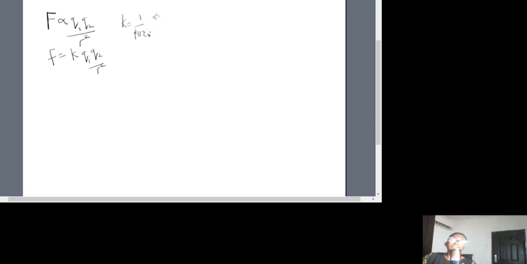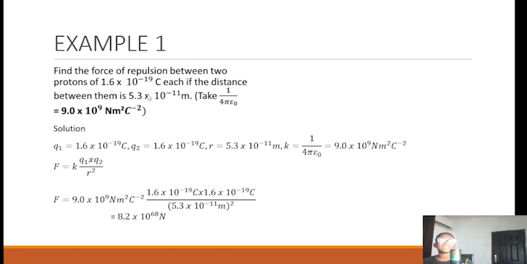Then we are going to have Q1 Q2 over R squared. And the value of this constant is 9 times 10 raised to power 9 Newton meter square per coulomb square. So that is it. We have all of this in. Let's check what we were given in our question. We were given our charges as 1.6 times 10 raised to power minus 19.